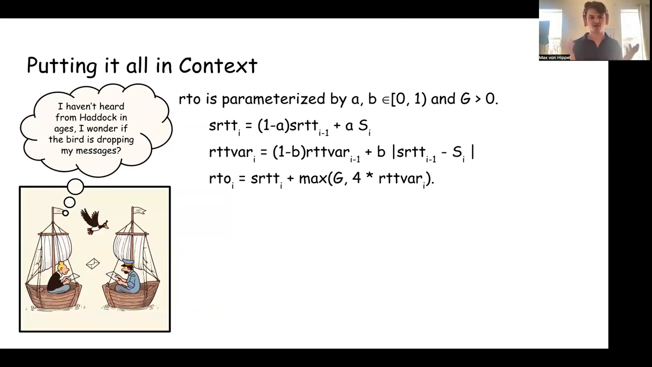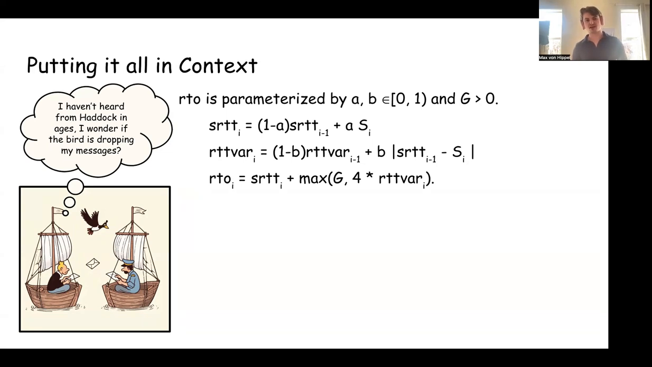First of all, we have two variables, a and b, or alpha and beta, that are both between 0 and 1, but less than 1, and some other constant G greater than 0. The RTO uses two internal variables. One is the SRTT, or smoothed RTT, which is a rolling average of RTT values. And it's essentially the prior smoothed RTT plus this alpha times the most recent RTT sample. So it's just a smoothed rolling average of the samples. The idea of the SRTT is to kind of accommodate for small jitter and not take it into account when we compute our RTO.